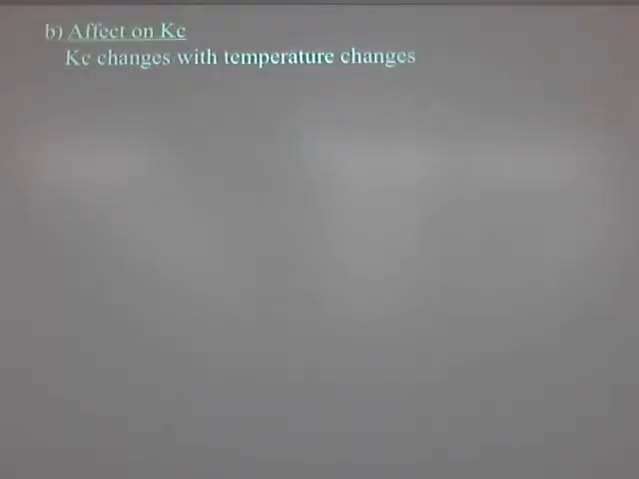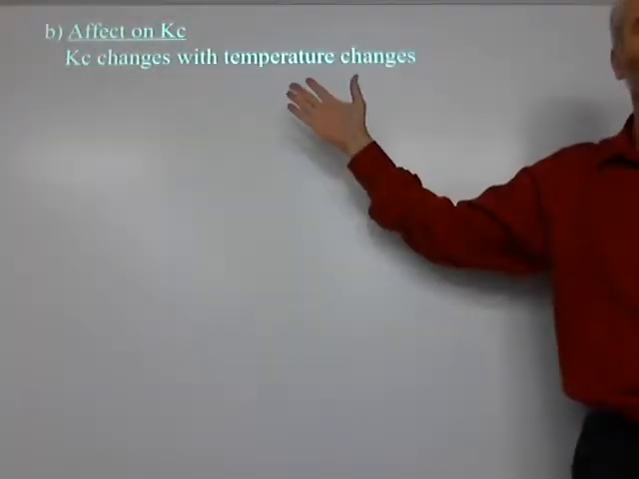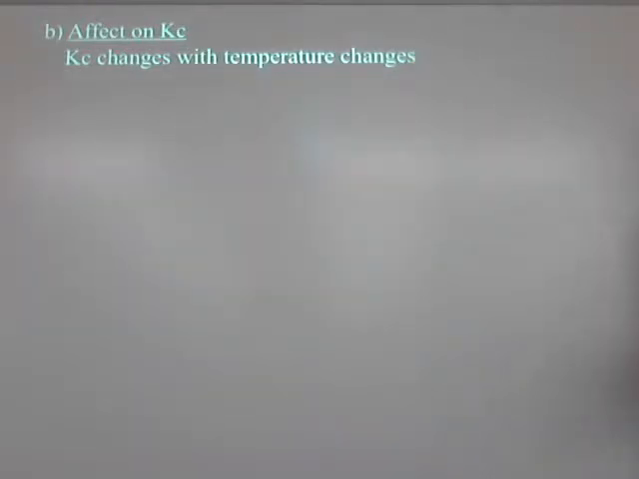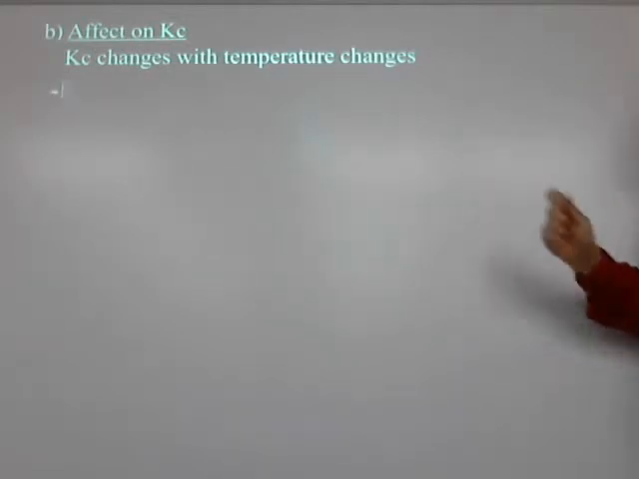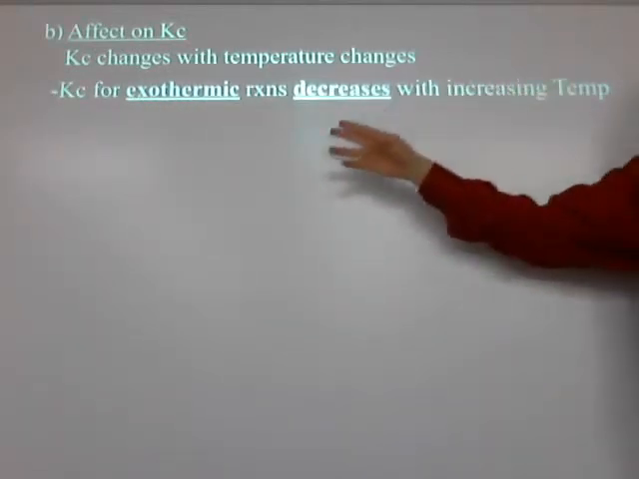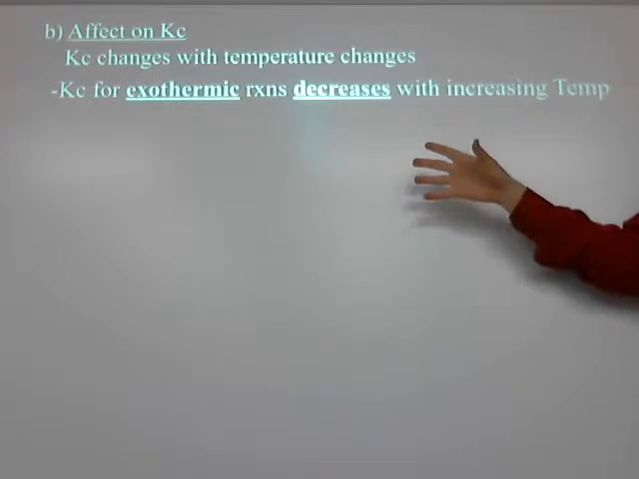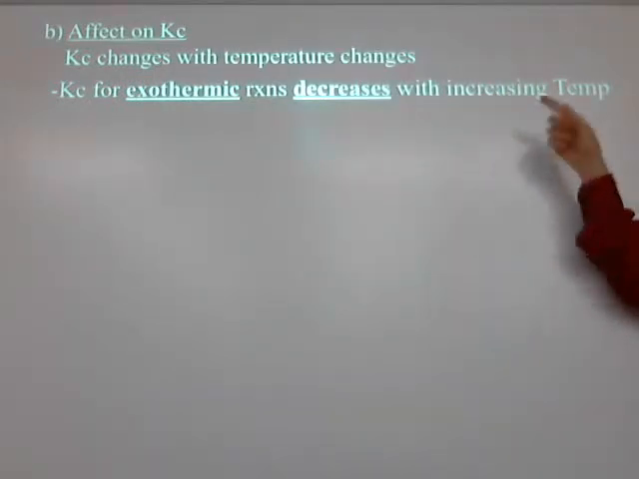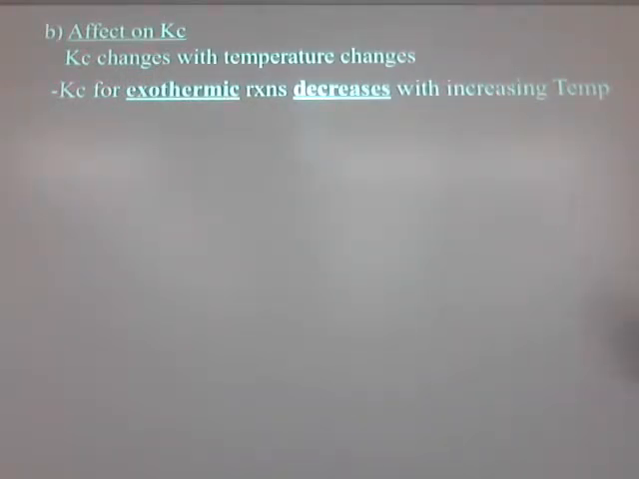Kc changes. And then Q has to catch up to it. It's the exact opposite of what happens when you have volume, pressure, and concentration changes. They actually change Q. Therefore, you've got to get to K. K changes with temperature. And Q has to catch up to it. And that makes it tough. Because if you think about it, how would K be affected? It's ugly to think in your head backwards, but that's what you've got to do. Kc for an exothermic reaction will decrease if you increase the temperature.